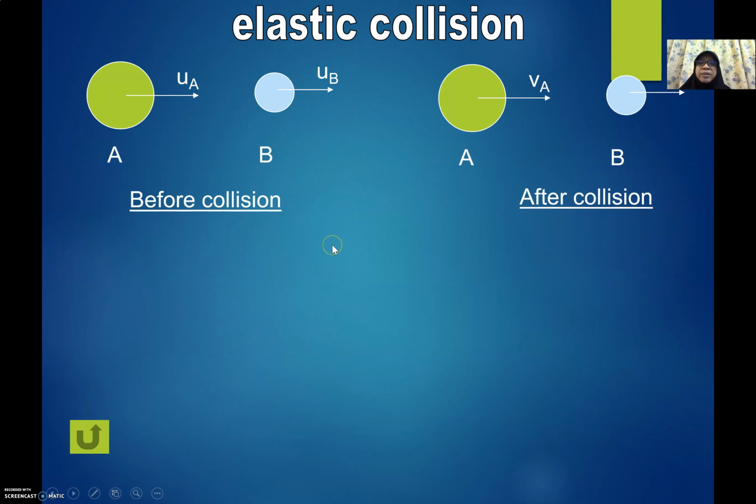So we are going to do an analysis on elastic collision. Before collision, let's say object A moves with initial velocity UA and object B moves with initial velocity UB. After collision, object A will move with final velocity VA and object B will move with final velocity VB.